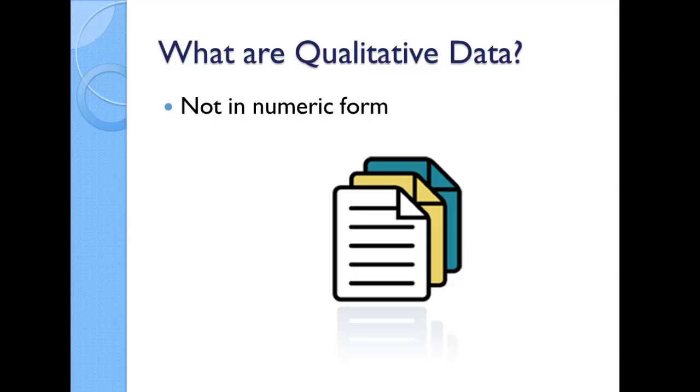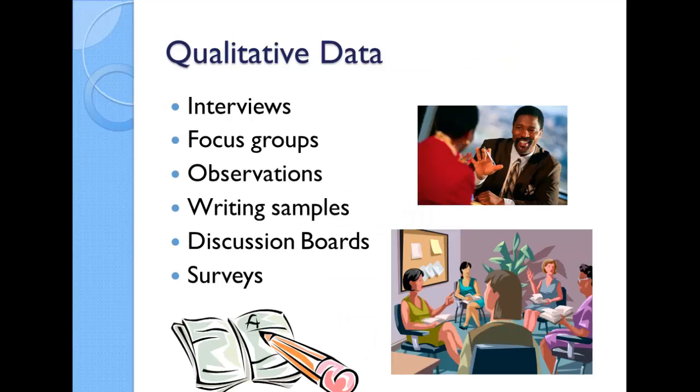Qualitative data are data that are not in numeric form. Examples of sources of qualitative data include interviews, focus groups, observations, writing samples, and discussion boards. In this course, you gathered your qualitative data from the open response questions on your survey.